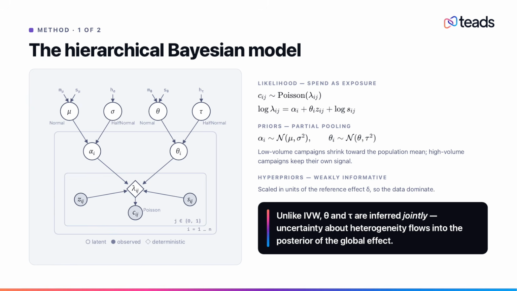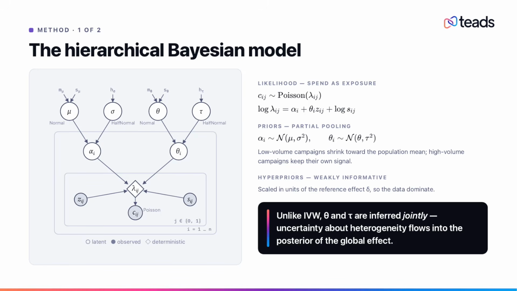Now the model itself. We model conversions with Poisson regression. For campaign i and variant j, the conversion count is Poisson with mean lambda ij. On the log scale, lambda ij equals alpha i plus theta i times the treatment indicator plus log spend as an exposure offset. Alpha i is the baseline log conversion intensity, while theta i is the campaign-level effect.